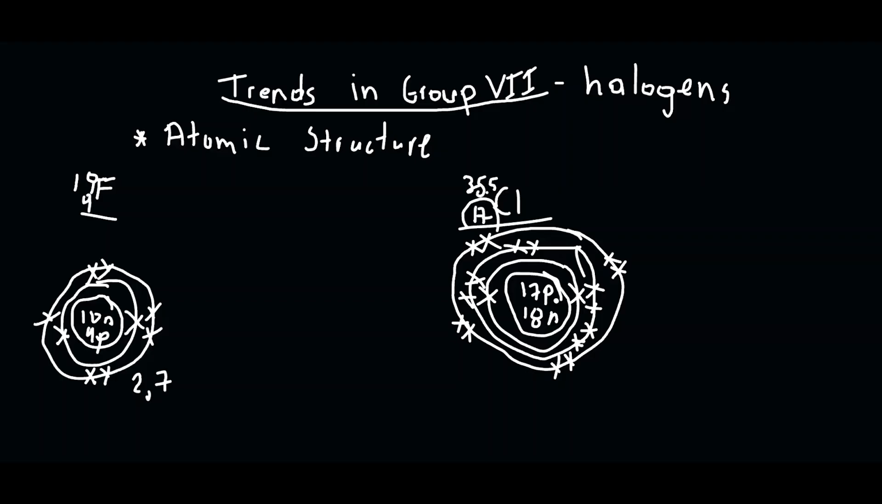2, 8. Remember how many will be on the last shell again? 7. Right, 7. So it's 2, 8, and 7.